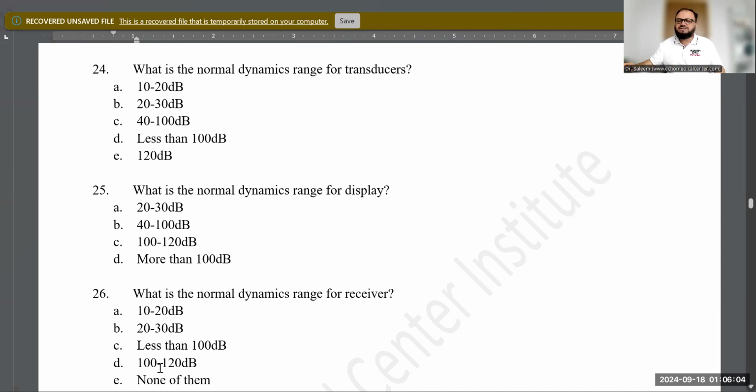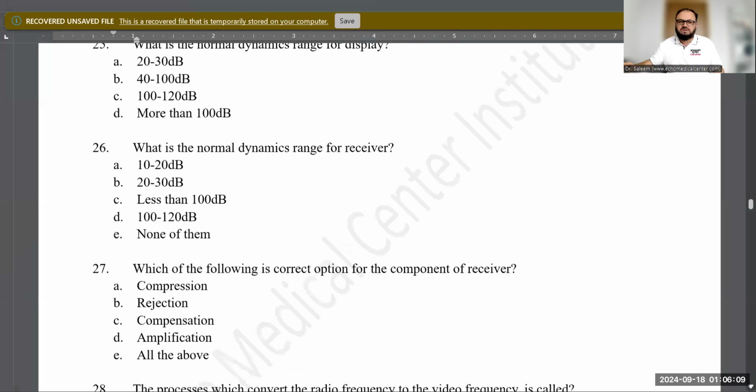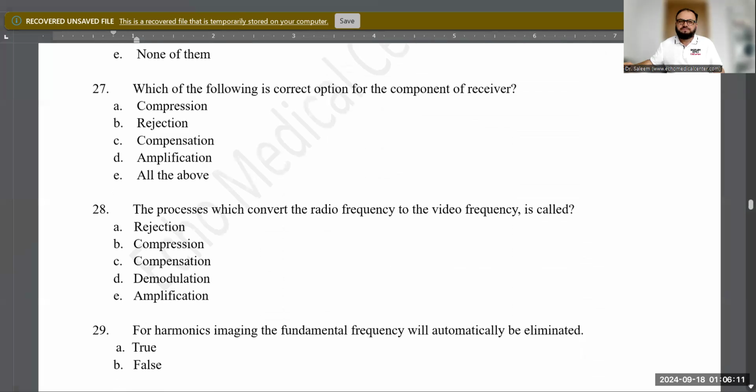Exactly, 100 to 120 decibel. Absolutely correct. D is the correct answer. Absolutely correct. Let's do this question.